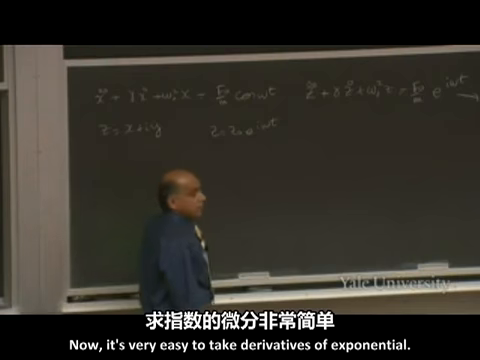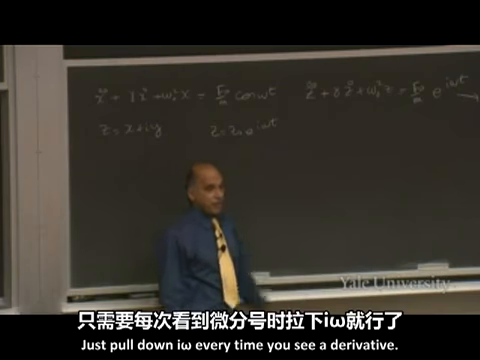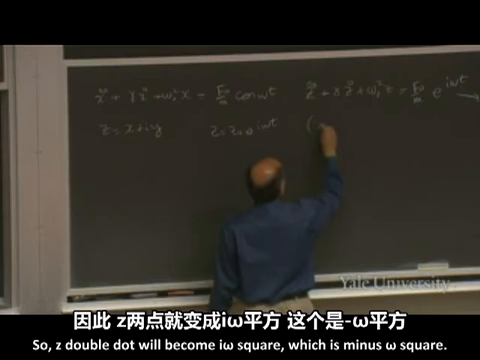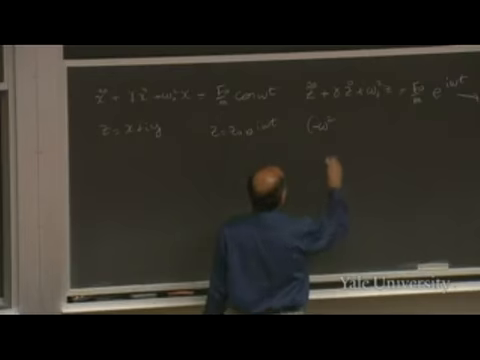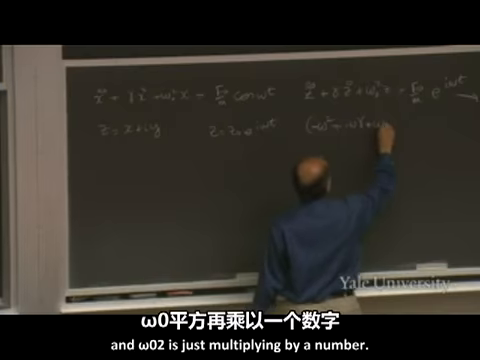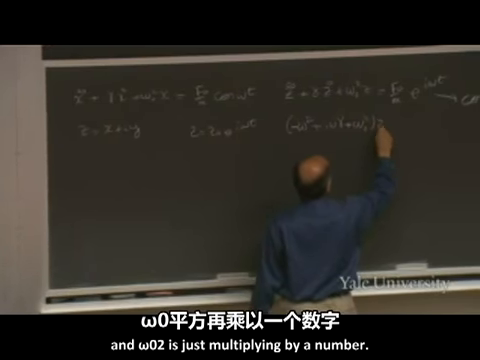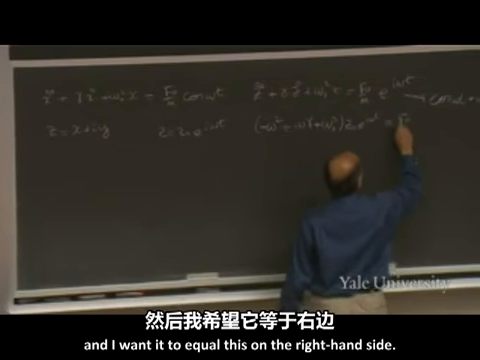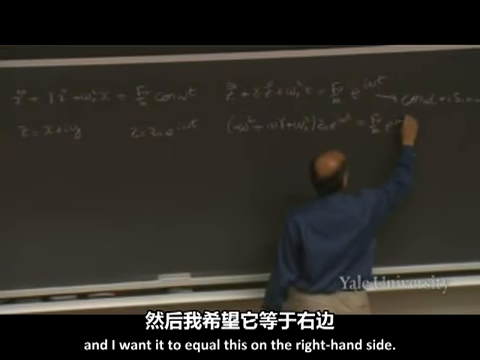Now it's very easy to take derivatives of exponentials. Just pull down i omega every time you see a derivative. So z double dot will become (i omega) squared, which is minus omega squared. Z dot will become i omega, there's a gamma there, and omega naught squared is just multiplying by a number. So this is what I get on the left-hand side, and I want it to equal this on the right-hand side.